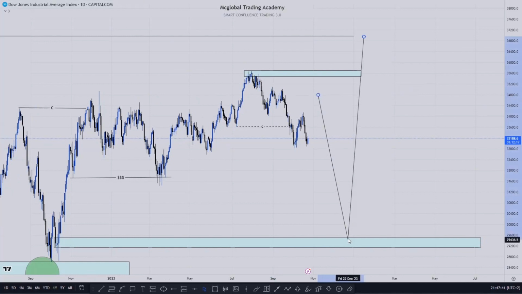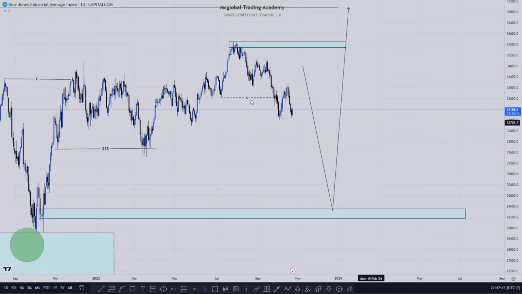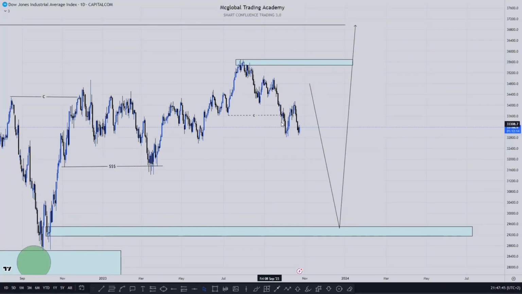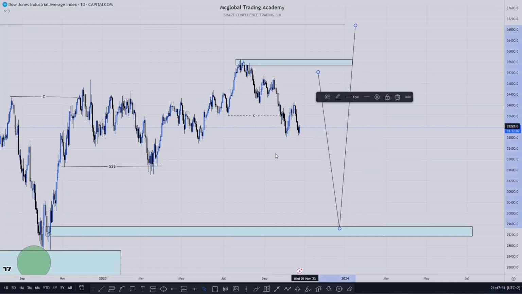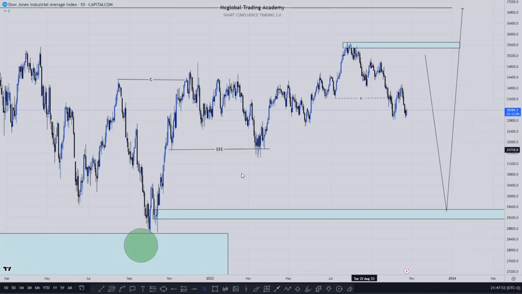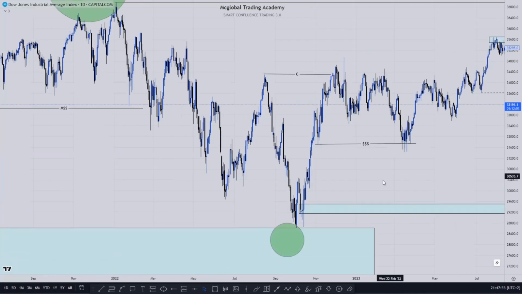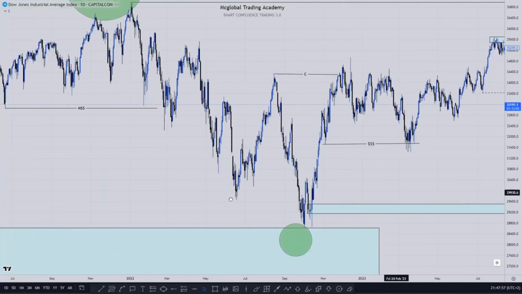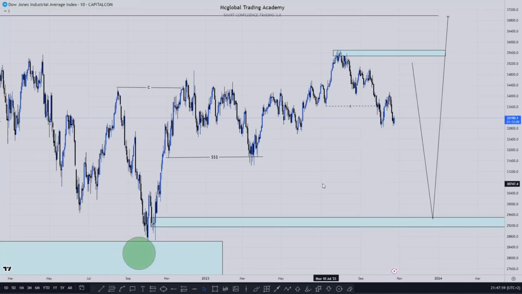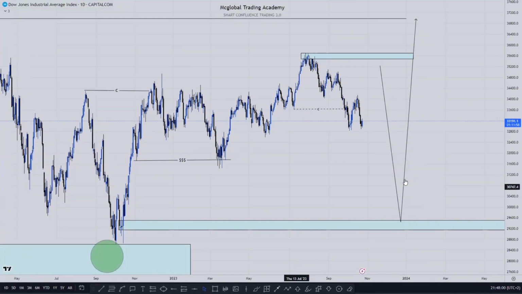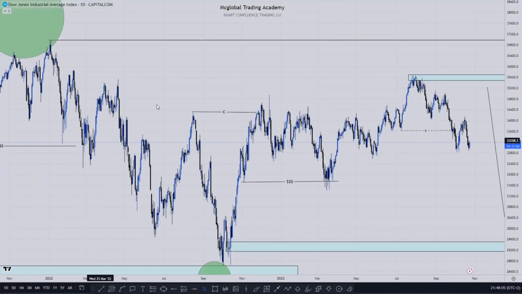This pullback that went down before the continuation up is going to be facilitated by that. But remember, after they change character, they want to go from there. You can see the external structure, as I say, that we are bullish. Then the internal structure is now also bullish because they changed this character. Here they were coming down, which was bearish.